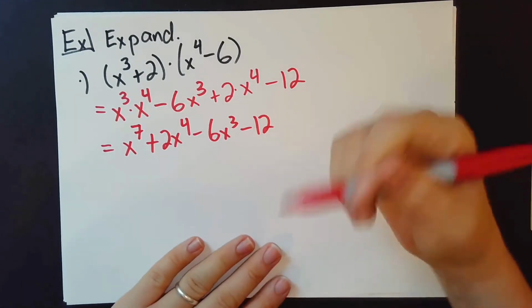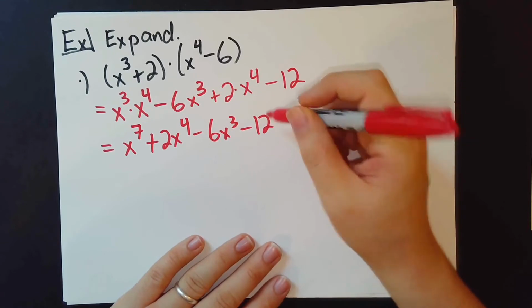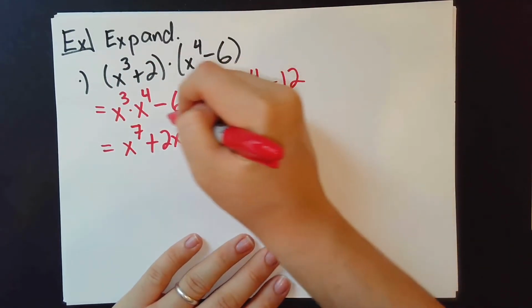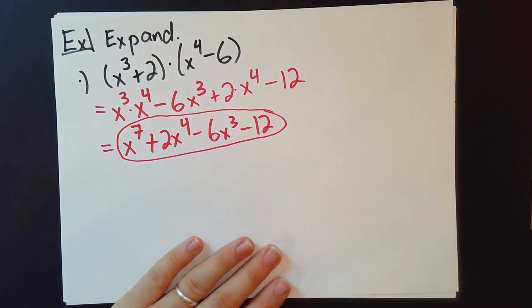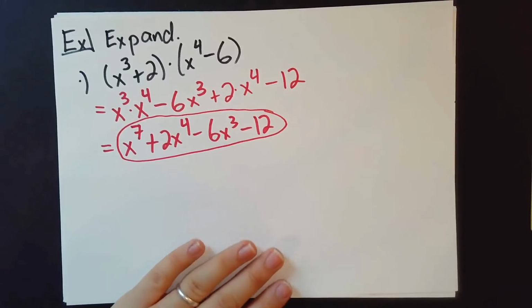But the moral of this example and these practice problems in the homework is to make sure that when you multiply x cubed and x to the 4th, as tempting as it may be, you should never get x to the 12th. You should always make sure you get x to the 7th.